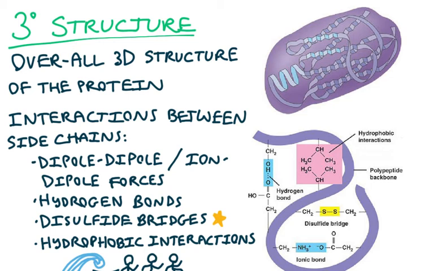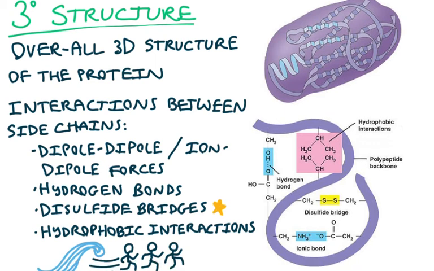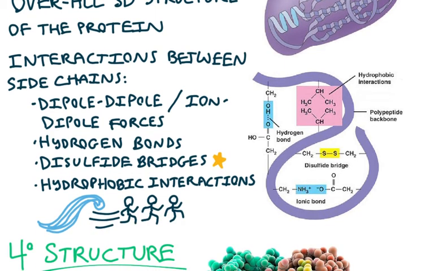Tertiary structure is the overall 3D shape, and here's where things get a little bit complicated because we've got lots of different interactions we can have. So we can have dipole-dipole forces where something that's partially positive, like for example, a carbon, is going to interact with something partially negative, for example, a nitrogen or oxygen, and this is going to be interactions in the R group or side chain, not in the backbone.